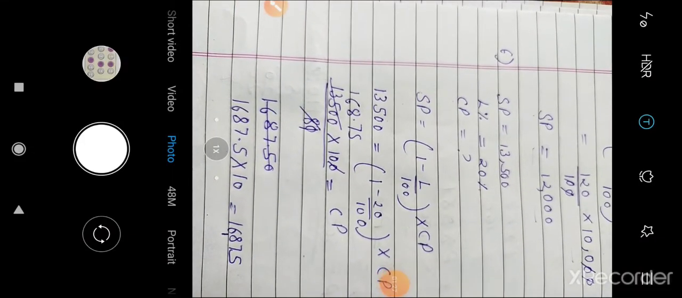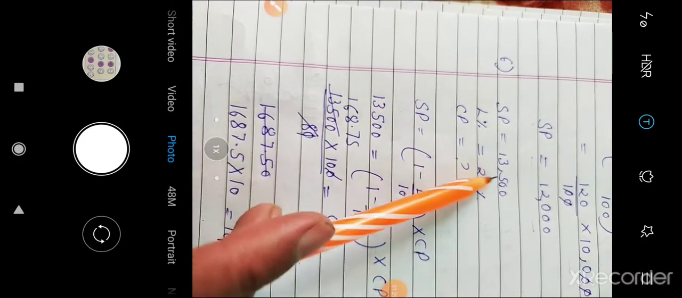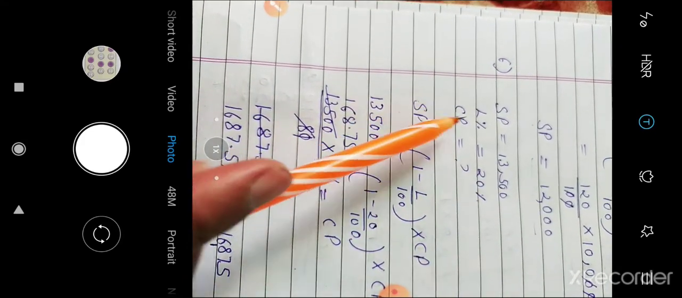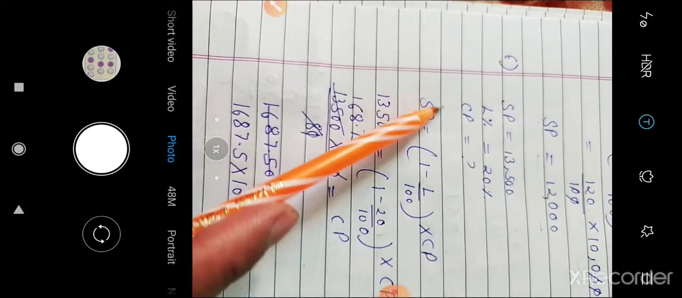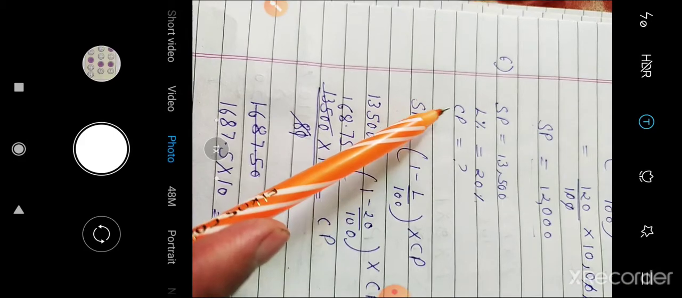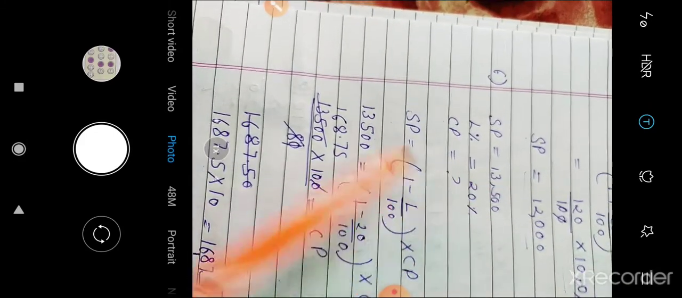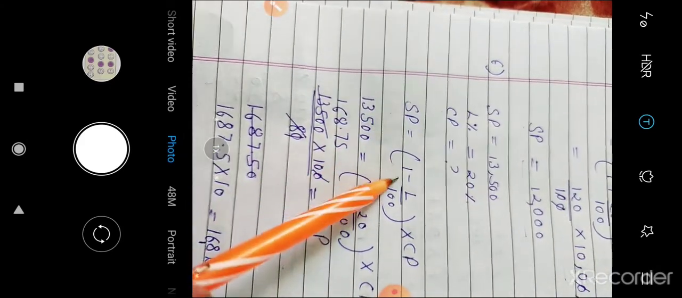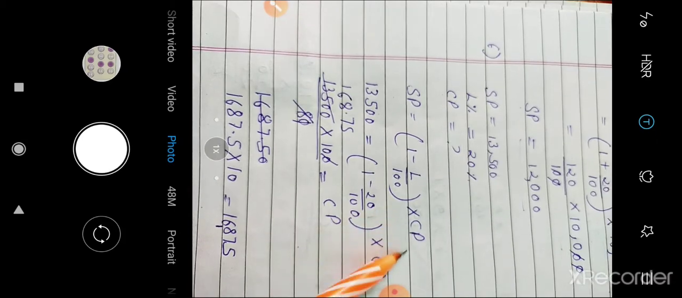Next question is: Juhi sells a washing machine for rupees 13,500. She lost 20% in the bargaining. What was the price at which she bought it? Students, it is given in the question that the selling price is rupees 13,500 and loss percent is 20%. Now in this question we have to find out the cost price of the article. When loss percent is given, we apply the formula SP is equal to (1 minus loss percent upon 100) multiplied by CP.